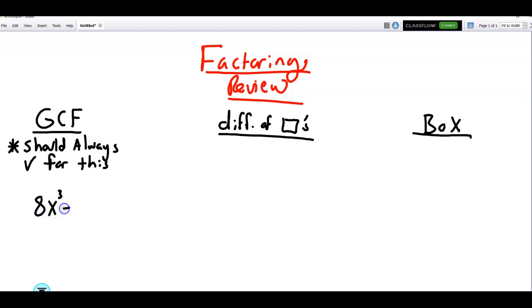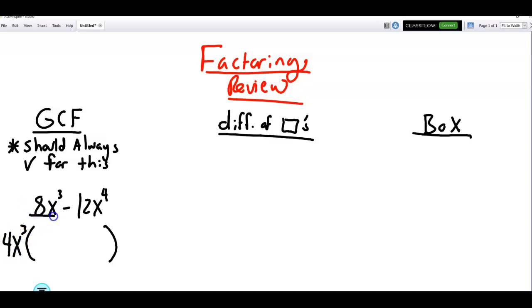8x to the third minus 12x to the fourth. So what we would do is we would look for something that you could divide out of these two terms that they have in common. Now both 8 and 12 can be divided by 4. Also, they both have at least 3 x's as factors, so I could take out an x cubed.